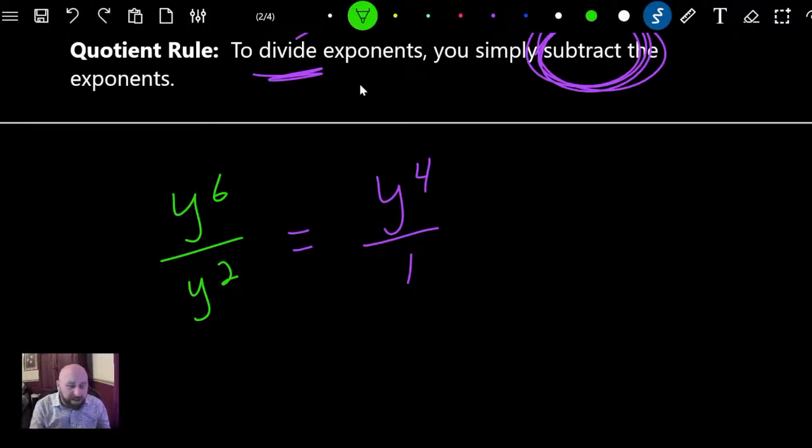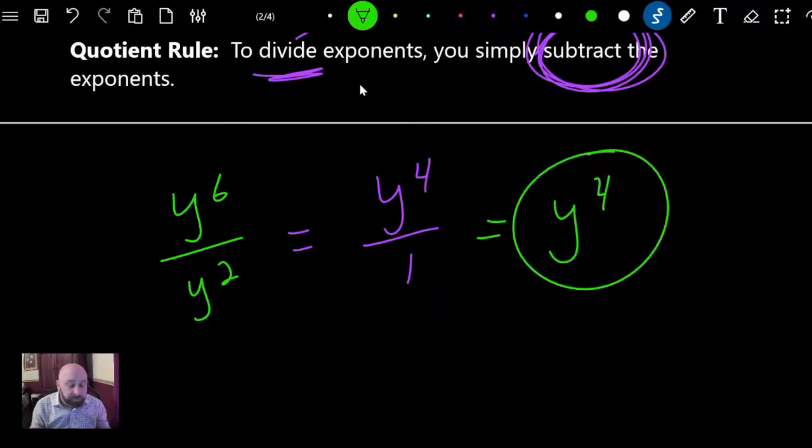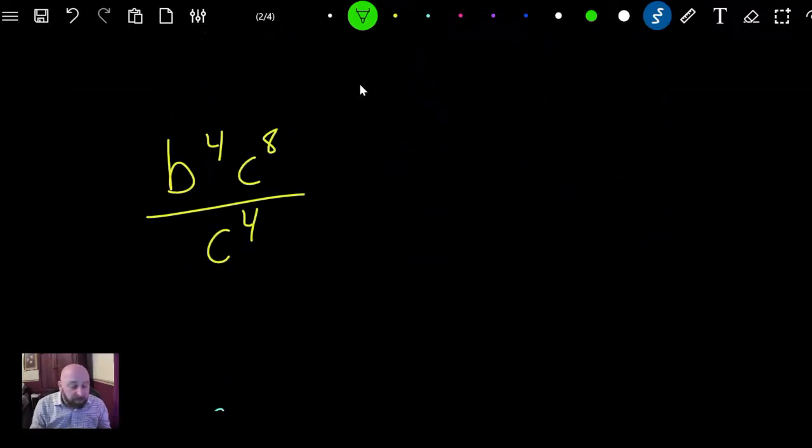But we wouldn't write it that way. We don't write 3 over 1 as our answer, do we, right? So if we get 3 over 1, we just write 3. So in this, we don't have to write the 1. We would just write that would equal y to the 4th. That's how we would write that. That's it.